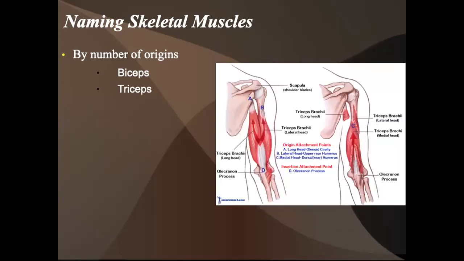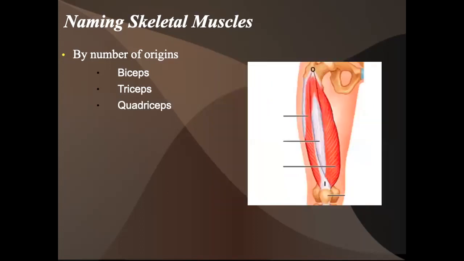And then for the triceps, there's 3 origins. You can see these 2 right here. And if you cut away these 2 pieces, there's one behind it that it shows you right here. So you have this one, and this one. Quadriceps has 4 origins. You can only really see 3 on here. So you have this one, this one, this one. The 4th one is behind. It's not shown in this picture.